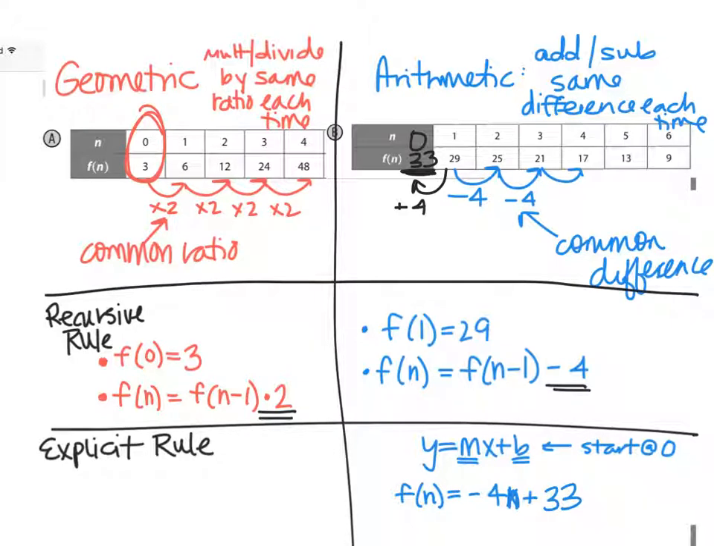The explicit rule for geometric is very similar. It's going to look a little different though. So f of n equals, this time we're multiplying. So we're going to say where we're starting, which is at 3. And then we want to multiply by 2 over and over again. But when we multiply over and over and over again, remember that's exponents. So that means I want to use an exponent to say that, because exponents are repeated multiplication.